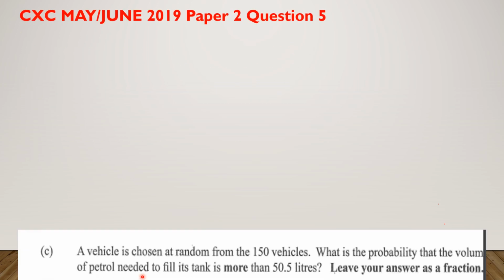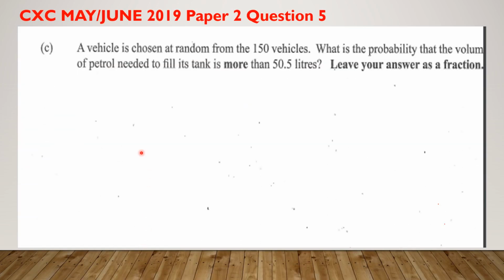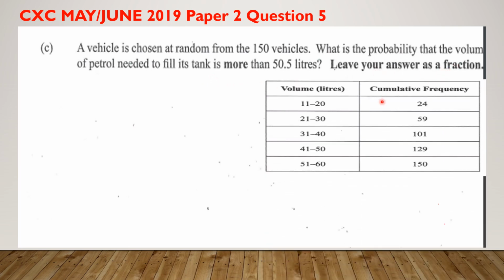Here we have part C of the question. It says a vehicle is chosen at random from the 150 vehicles. What is the probability that the volume of petrol needed to fill its tank is more than 50.5 liters? Leave your answer as a fraction. So you will need to use the table. We want to understand that the 50.5 will come from this class interval, because this represents 40.5 to 50.5.